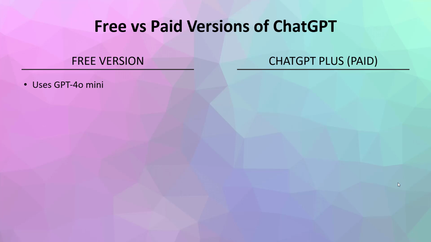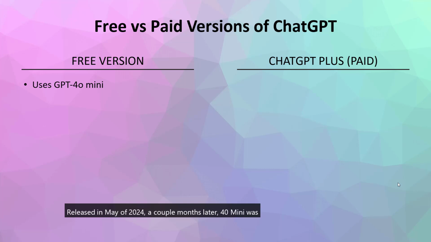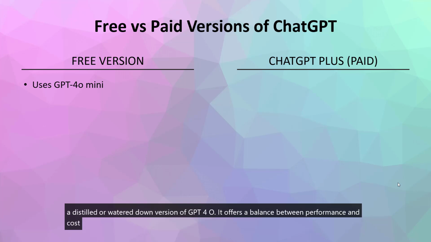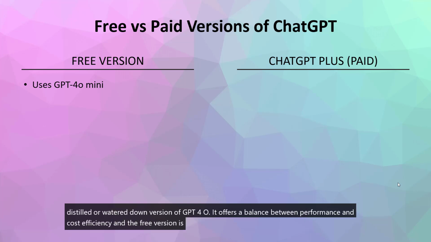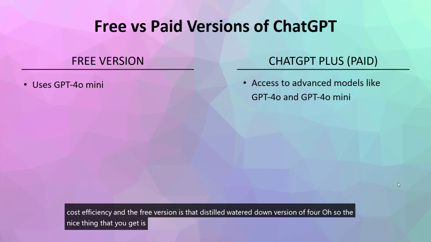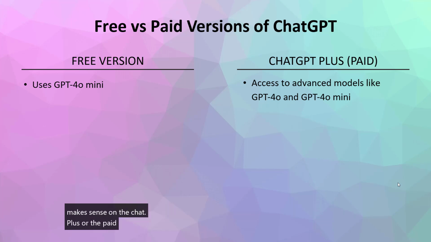There is a difference between 4o Mini and 4o. 4o was released in May of 2024. A couple of months later, 4o Mini was released in July of 2024, and it's a distilled or watered-down version of GPT-4o. It offers a balance between performance and cost efficiency, and the free version is that distilled version of 4o. The nice thing is that on ChatGPT Plus, the paid version, you get the advanced model of 4o and leverage 4o Mini where it makes sense. So there's a slight difference there.